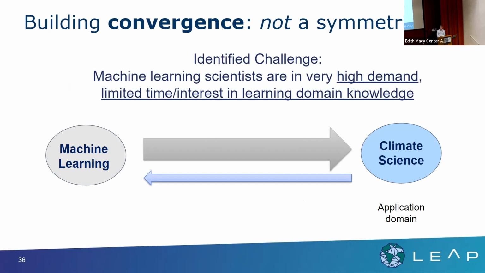So there's a lot of appetite to actually use machine learning across disciplines, right? And climate science is not different from that. But also machine learning scientists in particular are in very high demand, and I'm sure Carl could speak to that, which means they have very limited time and potentially limited interest in learning the domain knowledge that we have. So climate science is going to be, for a lot of them, just one of the applications they have, right? So we really need to bridge that gap.